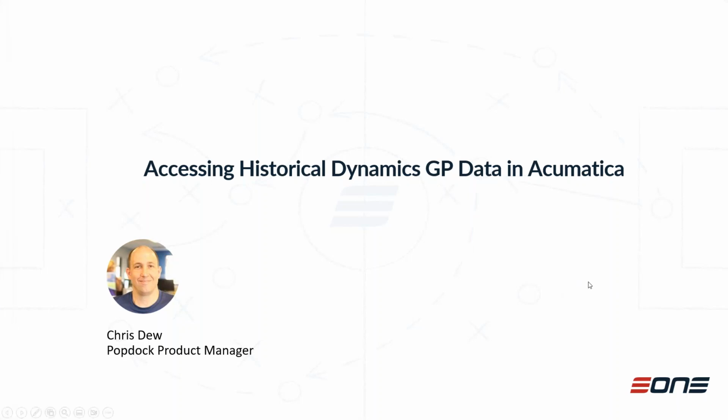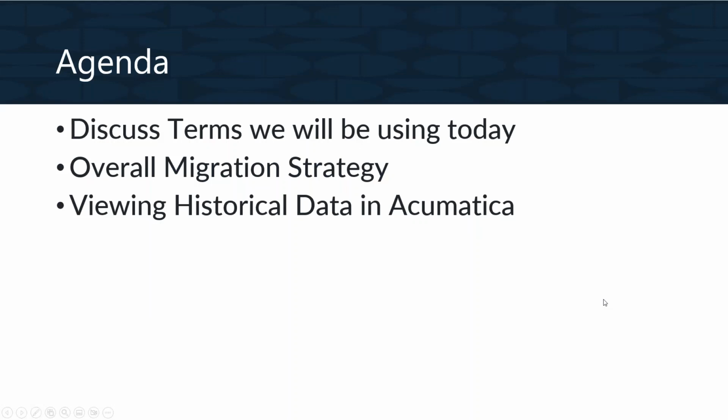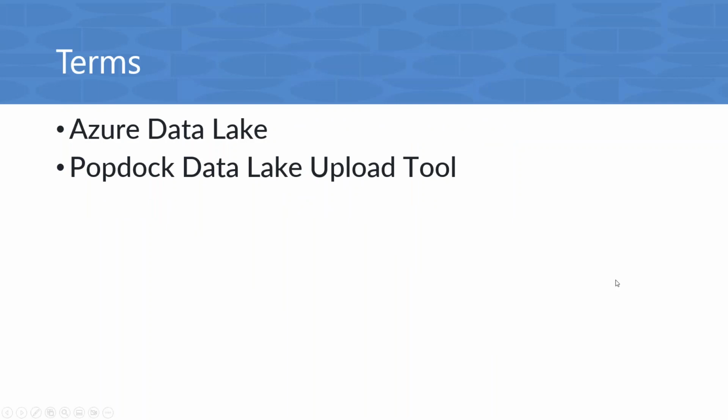Just to get started, we'll get into a quick little agenda here. We'll start out by discussing a few terms that we'll be using today and the overall migration strategy that we have around moving our Dynamics GP information. Then most of the time, the meat of this conversation, is going to be on how we can actually go about moving that data and viewing it right inside of Acumatica. So let's jump right in.